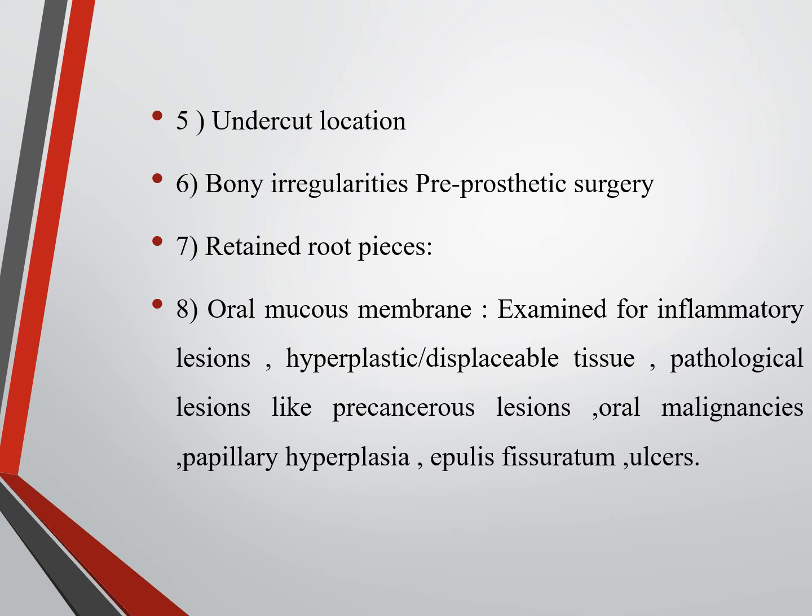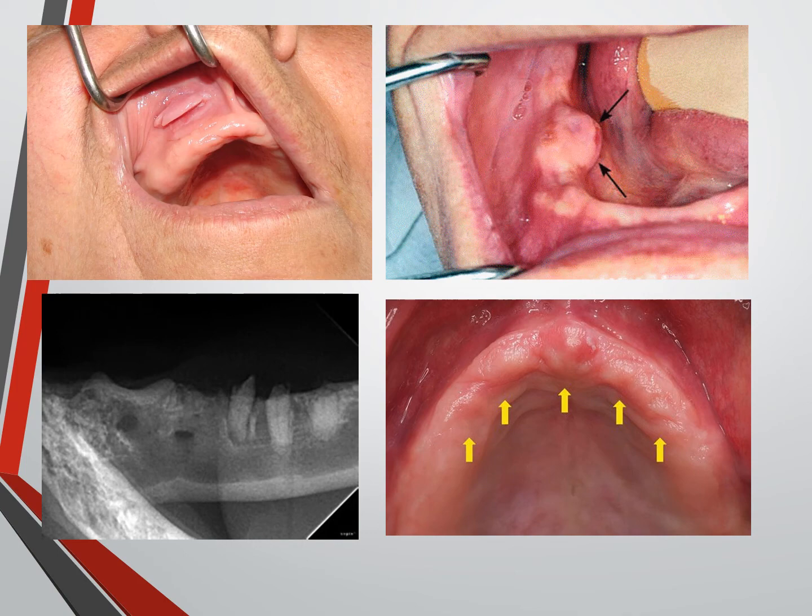Then, coming to the oral mucous membrane. When you see any changes in the oral tissues, you must be doubtful whether the patient has any pathological condition, any precancerous lesions or malignancies, papillary hyperplasia, epulis fissuratum, or any ulcers or sore points because of the existing dentures. Once you examine all of these, then you have a green signal to go ahead and do the next step of the denture.